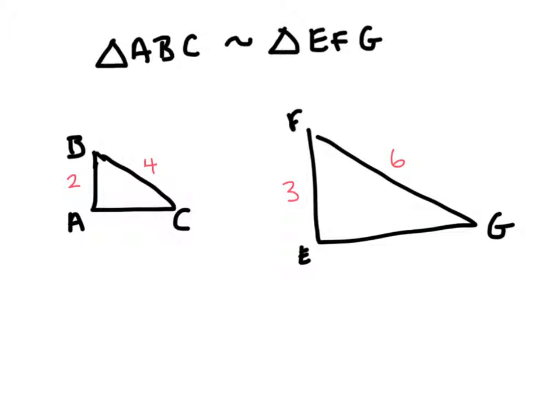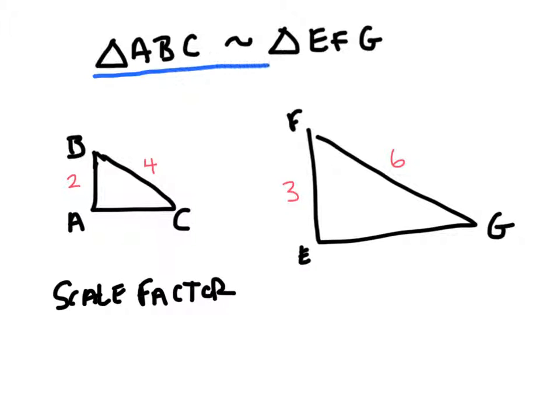Okay, when we're looking at similar figures, one of the most important things that we're going to talk about is what we call the scale factor. Scale factor is what we use to go from one shape to another shape. So in this case, I'm looking at triangle ABC and triangle EFG. Now, what this statement up here tells me is that these two are similar triangles.